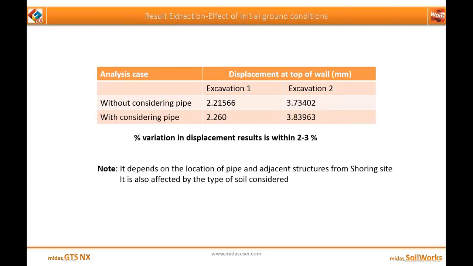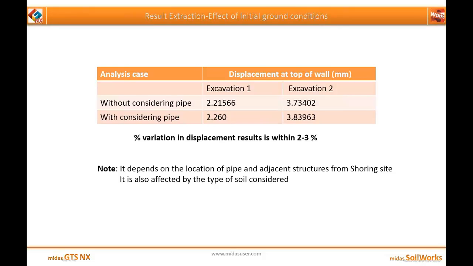Now next is the effect of initial ground condition. As you've seen in the model, we had 2 conditions with and without considering the pipe. Let's suppose I had not considered the pipe excavation during my stress initialization and had run the analysis, the displacement at the top of the wall for excavation 1 was coming around 2.21 millimeter. All the results are in millimeter, pardon, I just forgot to inform. And with considering the pipe it is around 2.26.